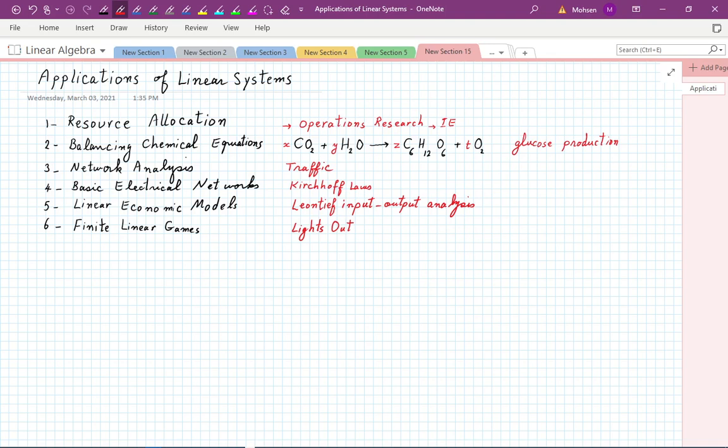Okay, linear economic models. This is from the area of economics, sometimes referred to as Leontief input-output analysis. So you might see this in your economics class. And finally, finite linear games. An example of that would be Lights Out. Well, let me make a guess that of these six topics, your mind goes to the last of these because of this word here, games.